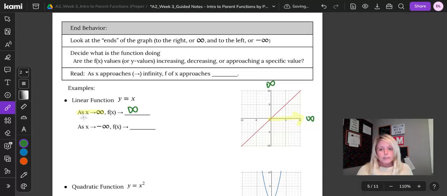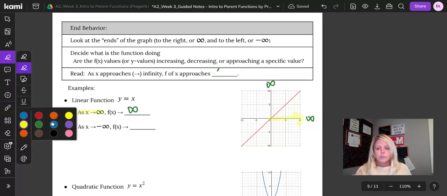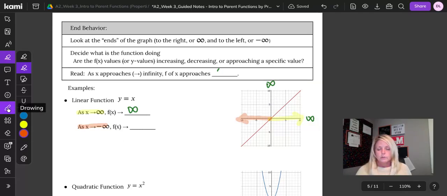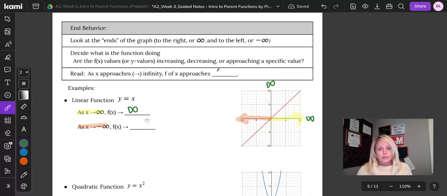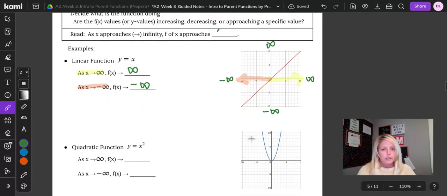Okay, so we would read this as x approaches infinity, so this arrow means approaches. f of x approaches, and then whatever your value is. So in this case, as we move to the right, our graph is going up and up and up. So we're going to say it approaches positive infinity. And then the other scenario we have to look at is as x approaches negative infinity. So now we have to look at it going the other direction. So as we follow our function to the left, the graph is going down, down, down. So it's approaching negative infinity. Okay. We're looking at the ends of the graph.